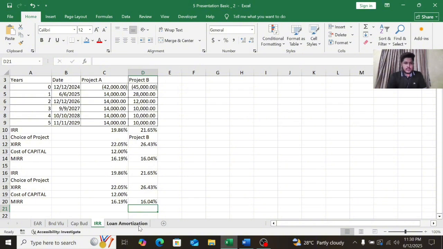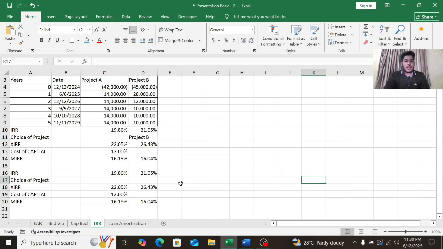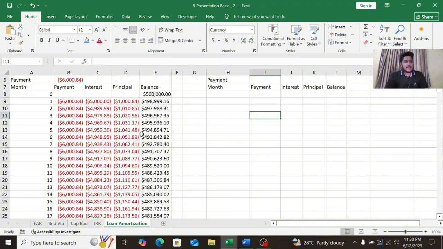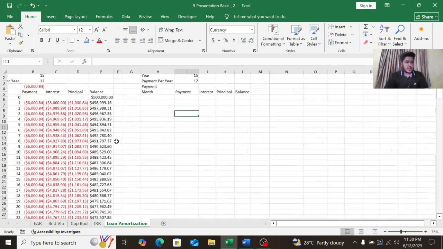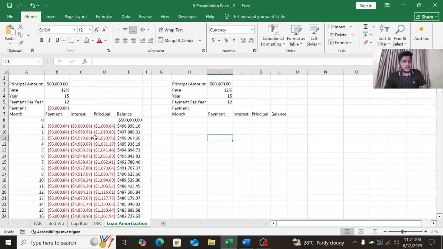So now let's move to the next one. The most important part of this learning, I think, is the loan amortization schedule. The loan amortization schedule is very important in paying our loans, to know what exactly we are paying and how much we're paying. So it's very important. We're going to learn how to do it. So let's go.